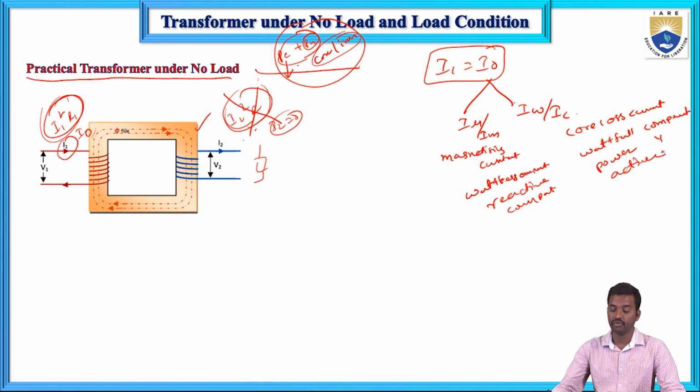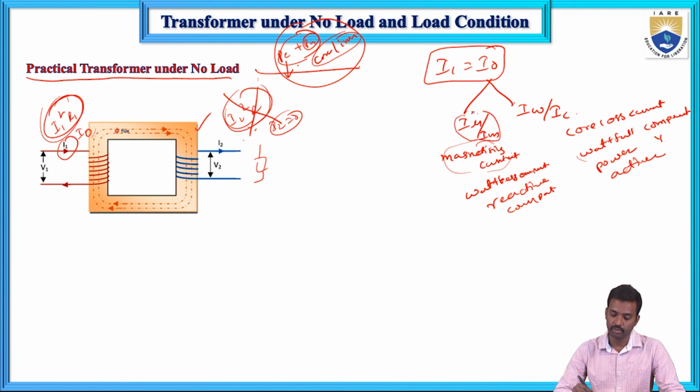What are the names for this current? First, the magnetizing component of no load current, watt less component of no load current, and reactive component of no load current. And this one is the core loss component of no load current, watt full component of no load current, power component of no load current, and active component of no load current.